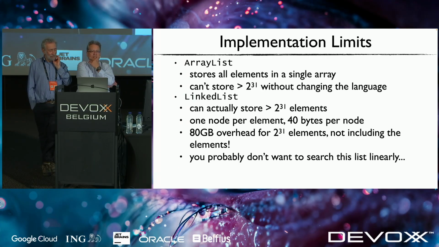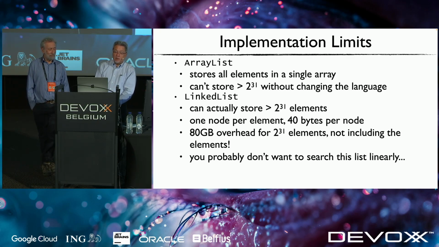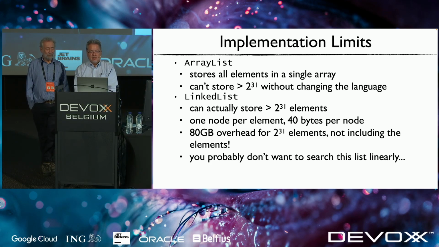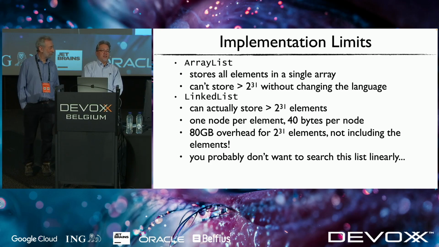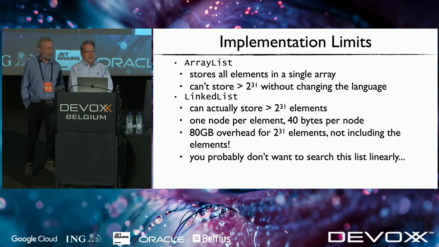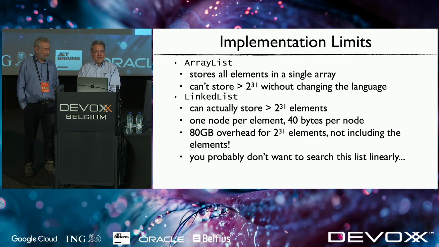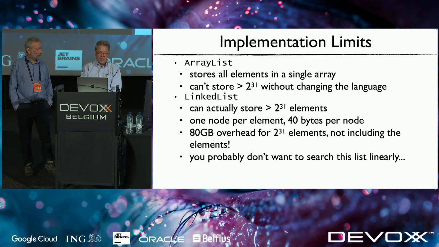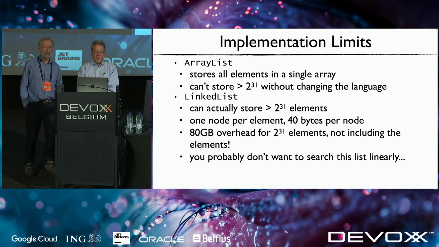Now let's look at implementations. Suppose you had an array list and you wanted to add more than 2 to the 31st elements. Well, you can't, because array list stores its elements in a single array. So that's basically a non-starter. Now, you actually can add more than 2 to the 31st elements to a linked list. There are a variety of reasons why you do not want to use linked list in practice, but you can actually do this. And in fact, I have done so. We actually have a machine that has a large enough memory that you can have a heap large enough to accommodate a linked list with more than 2 billion elements.